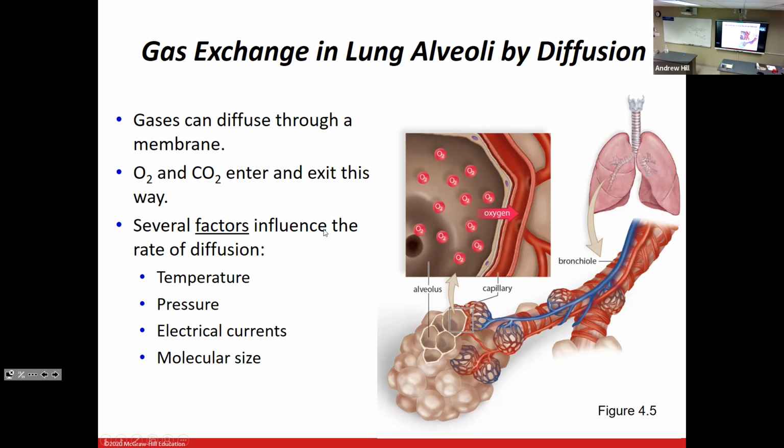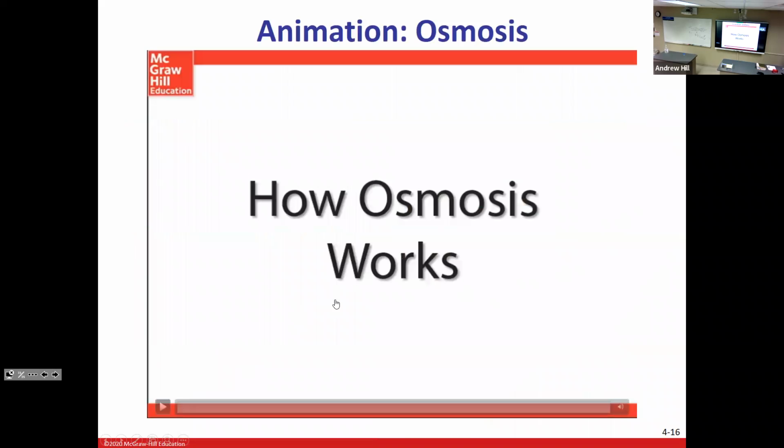Now, there's a number of factors that'll affect the rate of this diffusion. One is temperature. The higher the temperature, the faster the rate of diffusion. The higher the pressure, the higher the rate of diffusion. Electrical currents can affect diffusion if we're talking about the movement of charged particles, such as sodium, which has a charge of +1. It's not going to have any effect on oxygen because it's not charged. And molecular size, I already mentioned that earlier, but small molecules will diffuse easier compared to large molecules. Okay. All right, let's take a look at this video here.